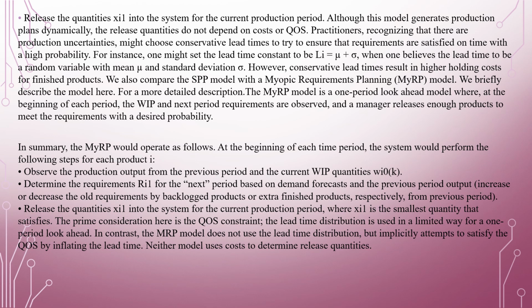the prime consideration here, the QoS constraint. The lead time distribution is used in a limited way for a one period look ahead. In contrast, the MRP model does not use the lead time distribution but implicitly attempts to satisfy the QoS by inflating the lead time. Neither model uses costs to determine release quantities.